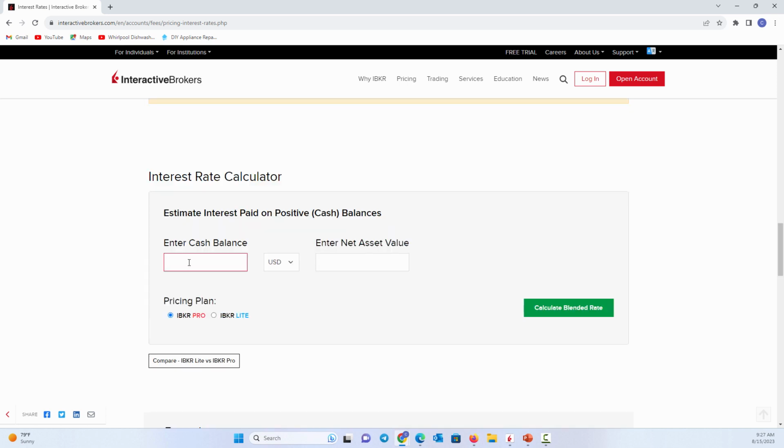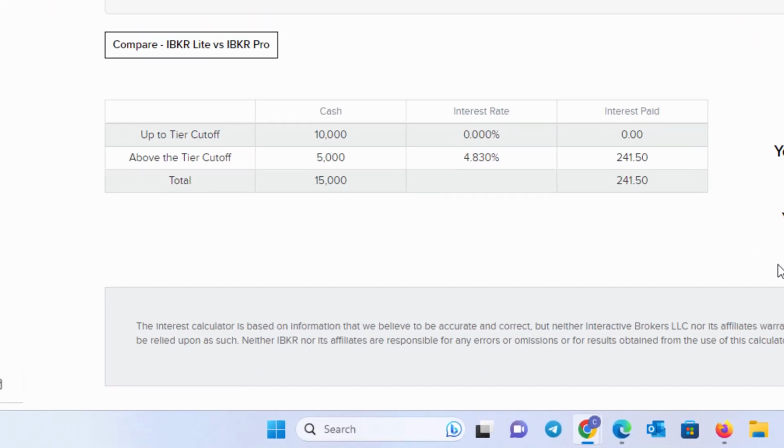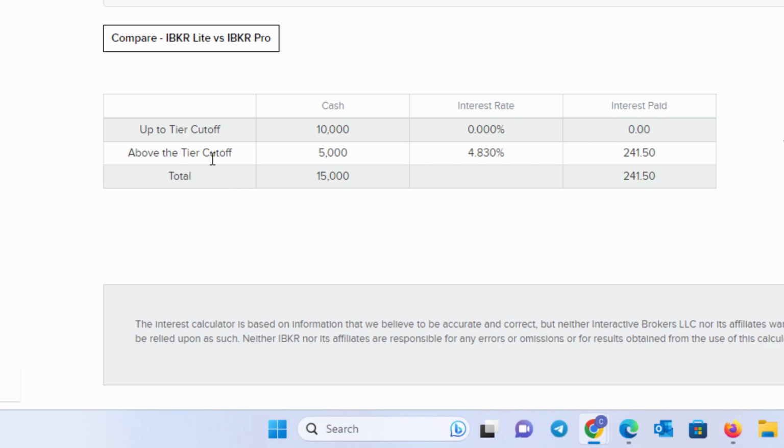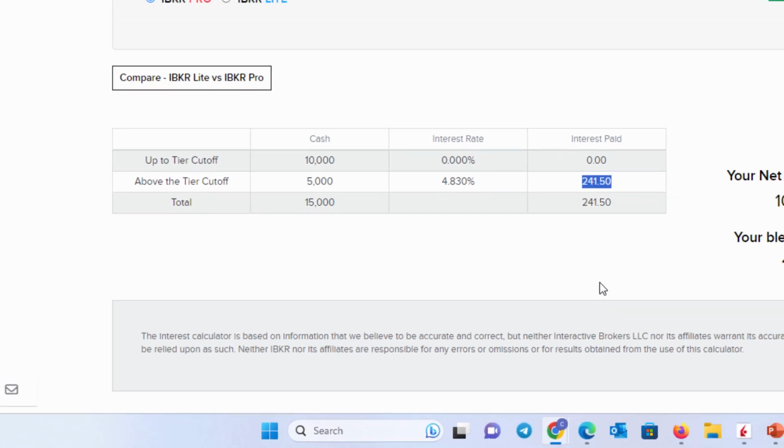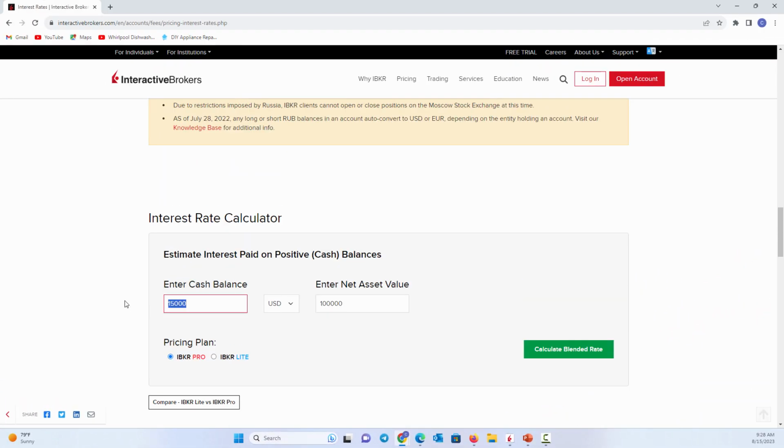Now, if you enter the cash balance, let's say that we had 15,000 sitting there unused, net asset value, let's say we've got $100,000 or something in the account. Calculate your blended rate. It will tell you the upper tier cutoff, above the tier cutoff. So you'd have 10,000 upper tier. The first 10,000, you're collecting nothing. Anything above that, you're collecting that interest. So the first 10, again, you're collecting zero, but anything above that in cash balances would be collecting that interest. And on an annualized basis, that's $241.50.